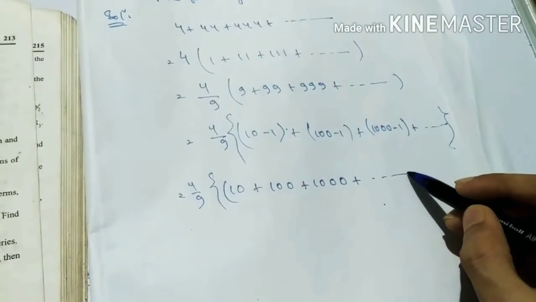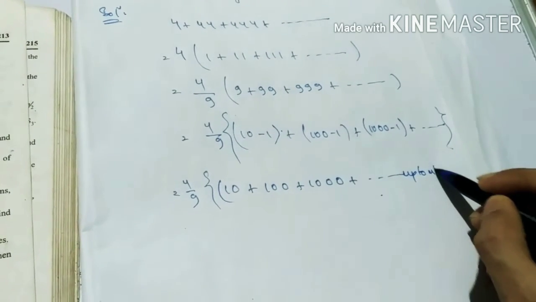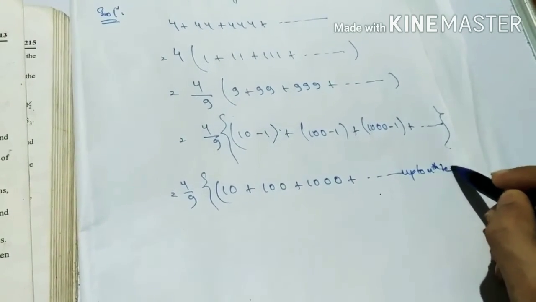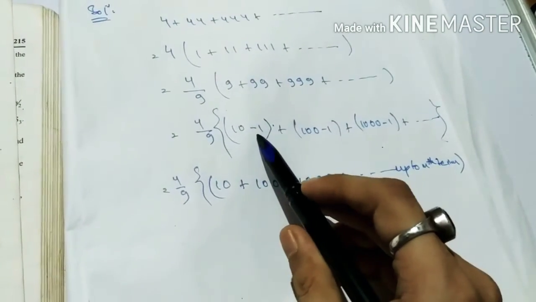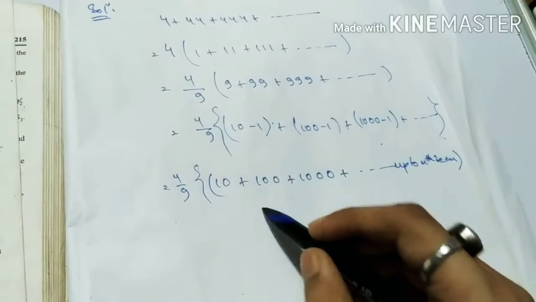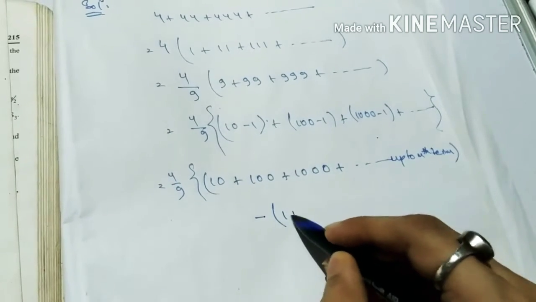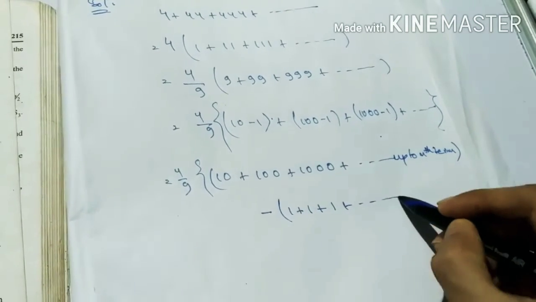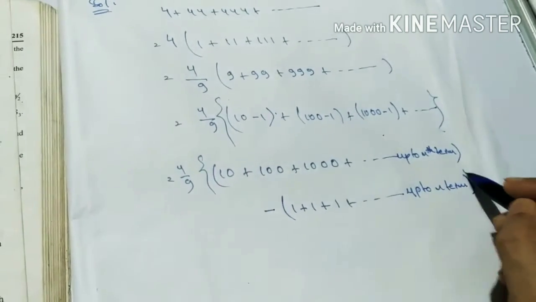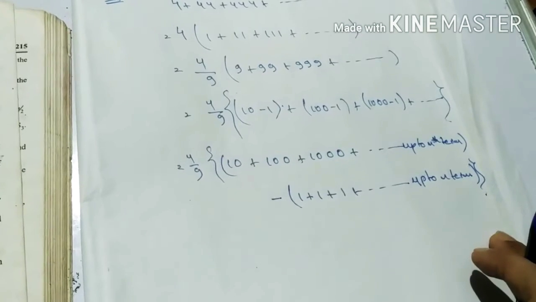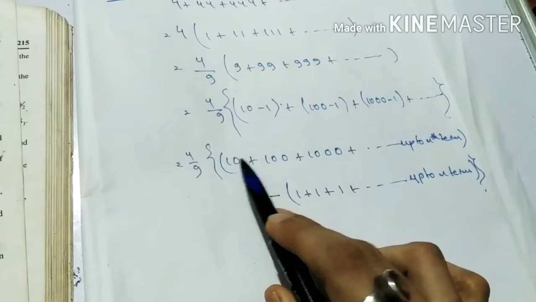I have to find this addition up to nth term, and then the other part: minus 1 minus 1 minus 1. So I take minus common, and then 1 plus 1 plus 1 plus dot dot dot up to n terms. So this series is in geometric progression.